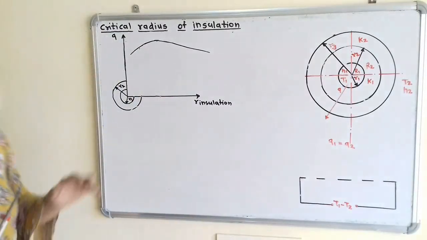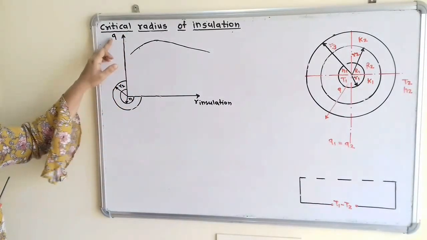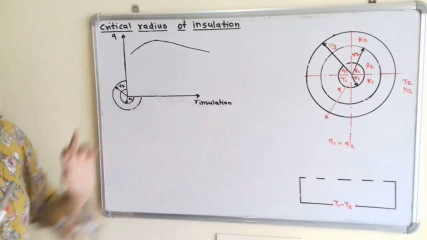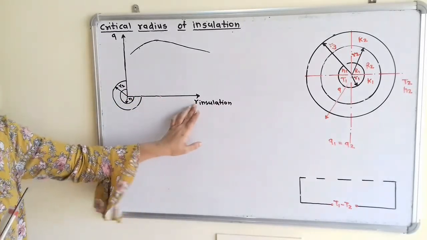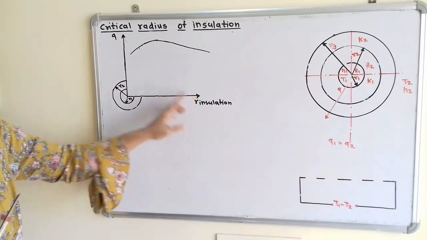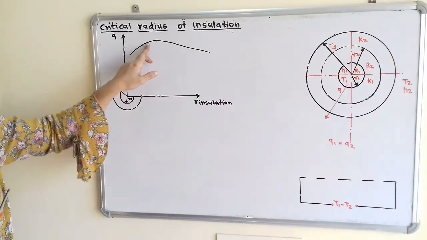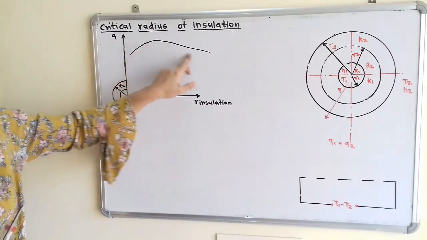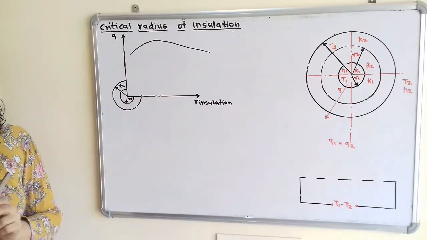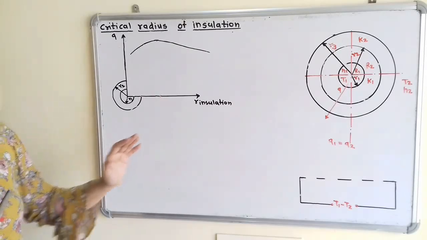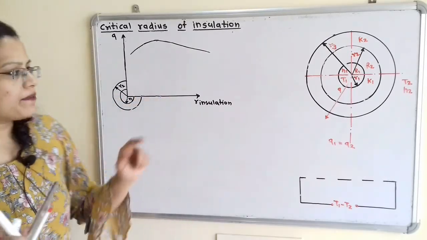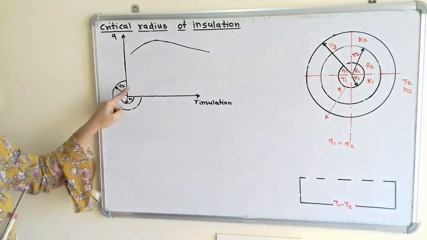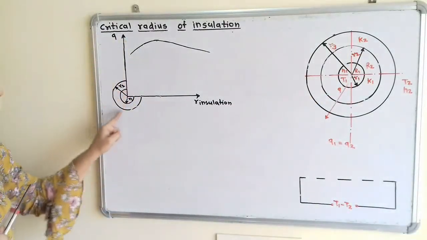Now we will understand the relation between this rate of heat transfer and the radius of insulation. On this vertical line we will put the value of Q, and the horizontal line here is the radius of insulation. As this radius of insulation changes, the value of Q also changes. Now we will show here the radius of pipe, that is the inside radius R1 and outside radius R2.